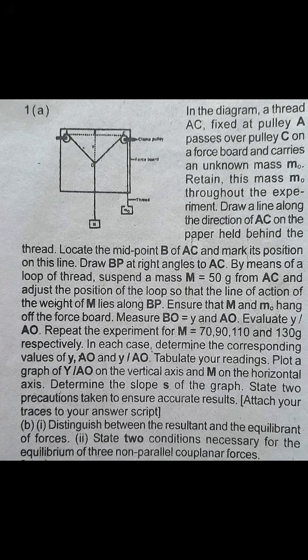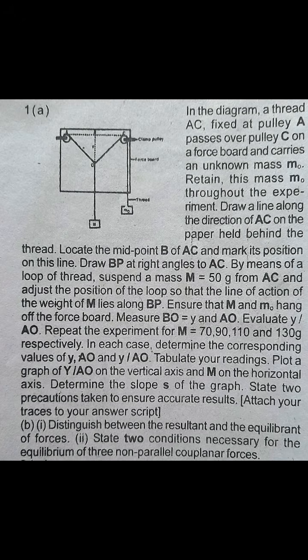Then locate the midpoint B of AC. If you look at that line AC, you'll see there is a B that goes vertically. That's the midpoint of AC. So we locate that midpoint, and then draw BP. When you locate that point, draw a vertical line that goes down, and the end you call P. So that line is BP, because the center of AC is what you call B.